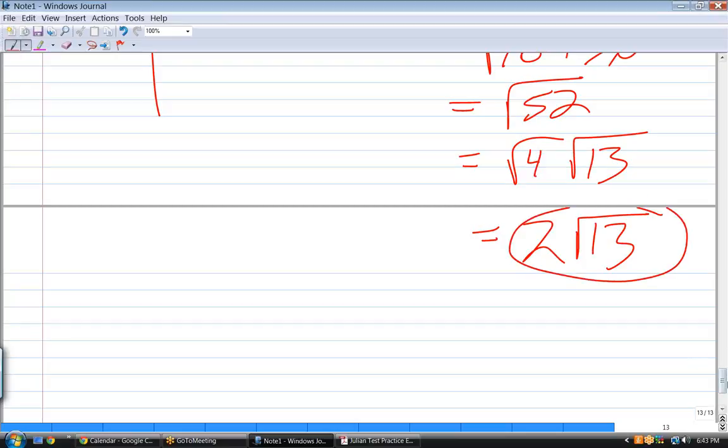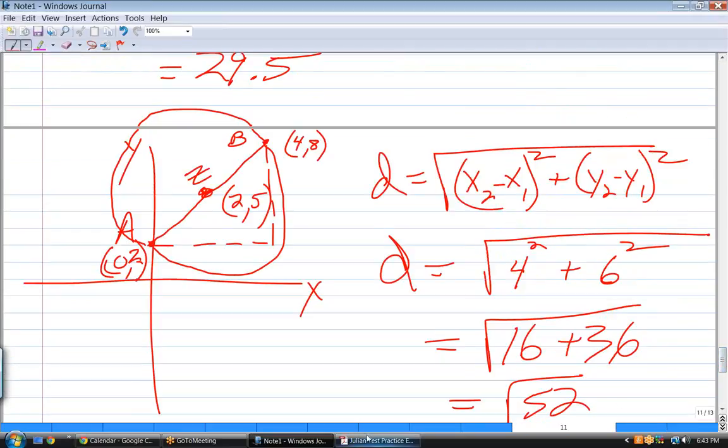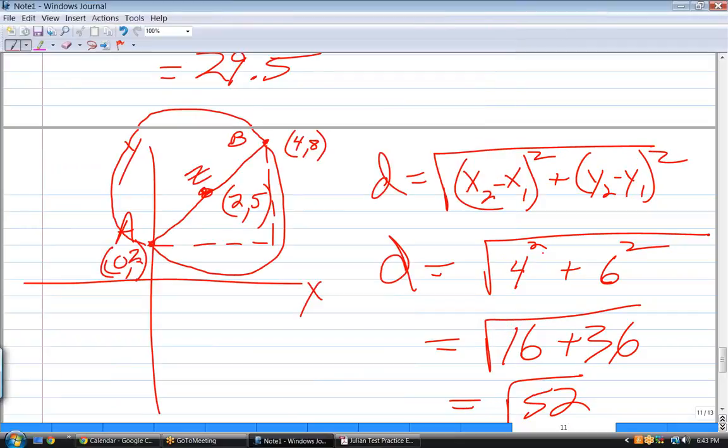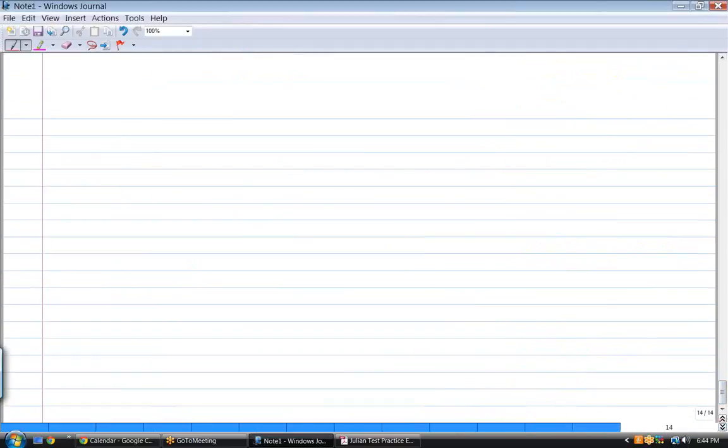Alright. Okay. So that answers their second question, the length of the diameter. Write the equation of the circle. Give me the general equation of a circle, and if you don't know it, this is something else that you want on your note card. Alright. Oh, I know this. But I don't know if I remember it.